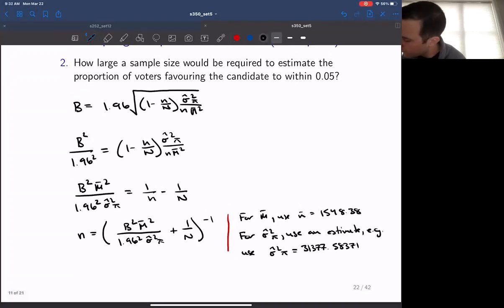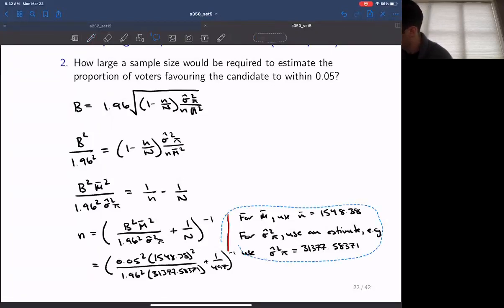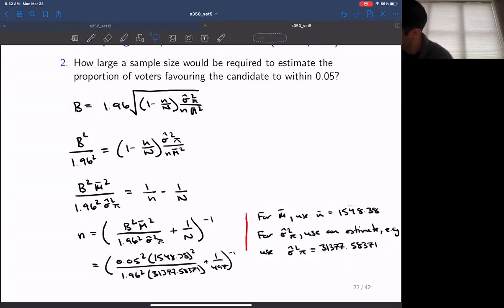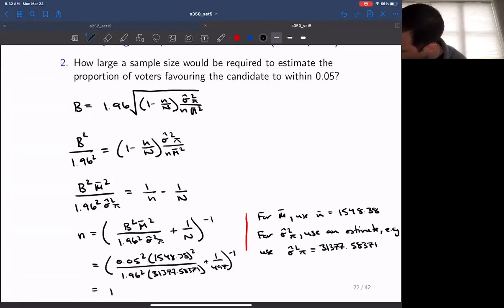Okay, so if we plug each of the values in, we should get 0.05 squared times 1,548.38 squared divided by 1.96 squared multiplied by 31,377.58371, plus 1 over 497, inverse, and then that should give us 16.627. So therefore, use n equals 17.